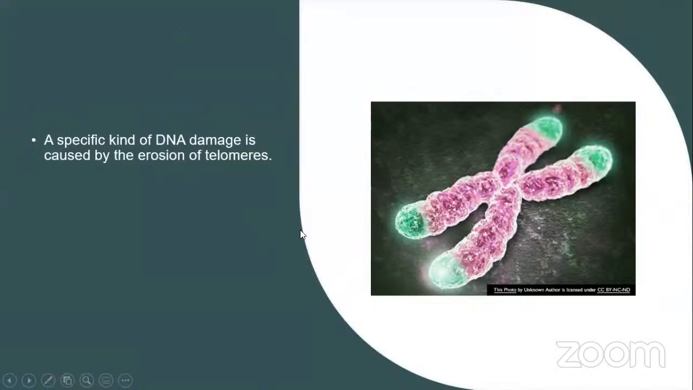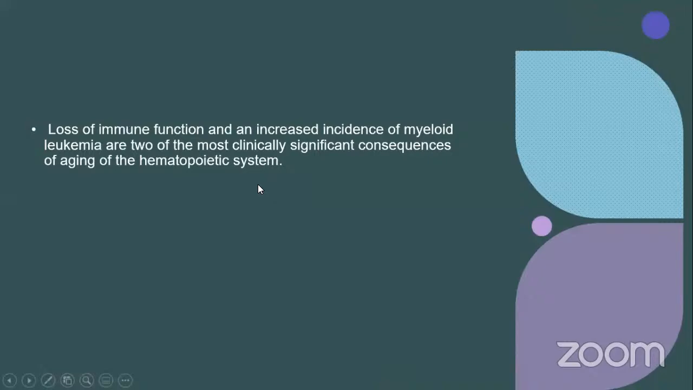So the kind of damage that happens to the cells is usually related to the telomeres, which is this part of the chromosome. With age, it starts to stop its function, and accordingly, the renewal stops. So loss of immune function and an increased incidence of myeloid leukemia are two of the most clinically significant consequences of aging of the hematopoietic system.